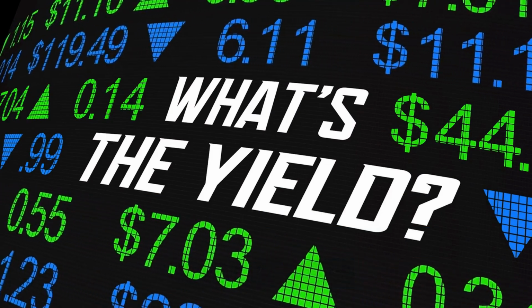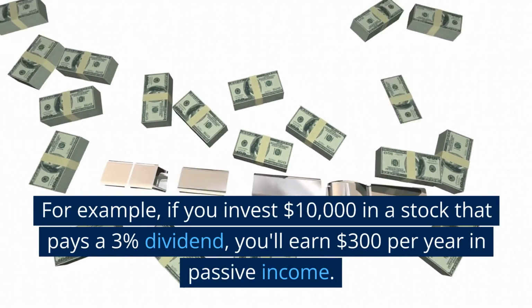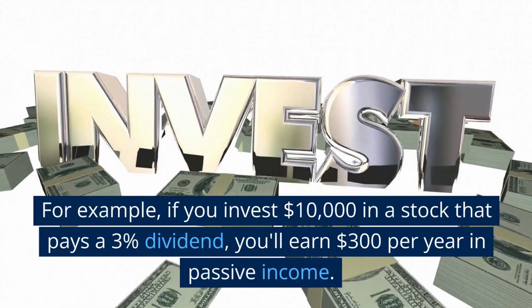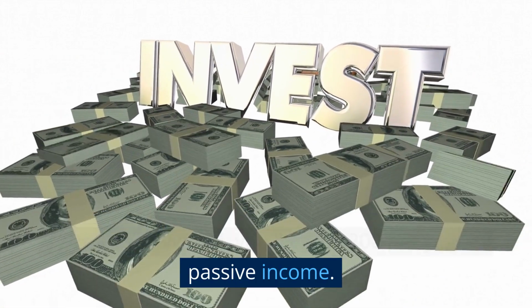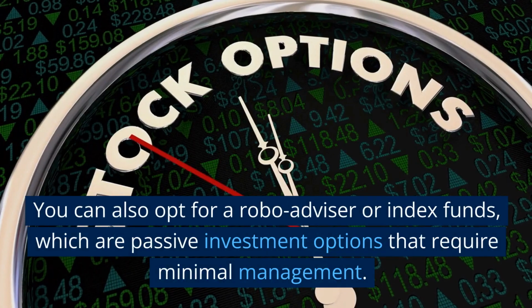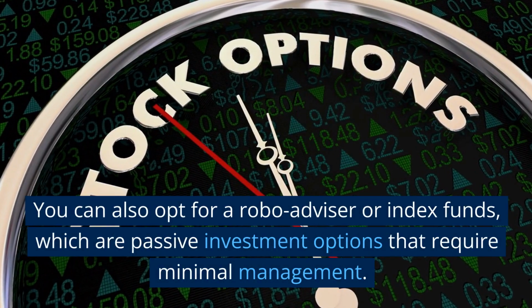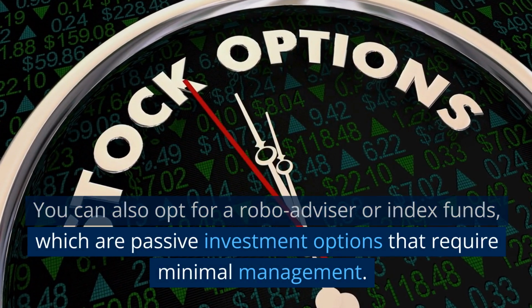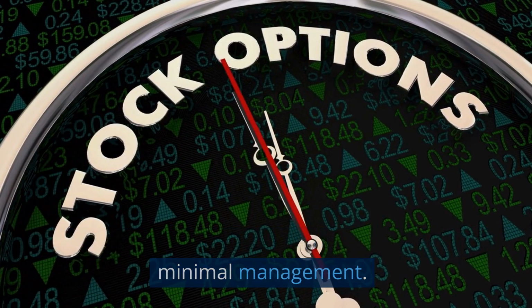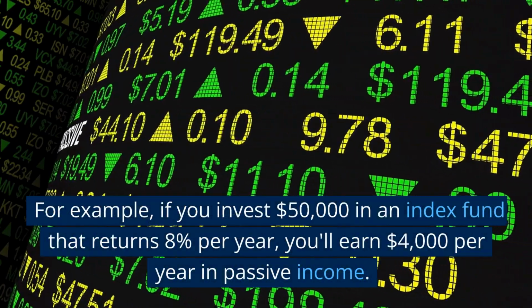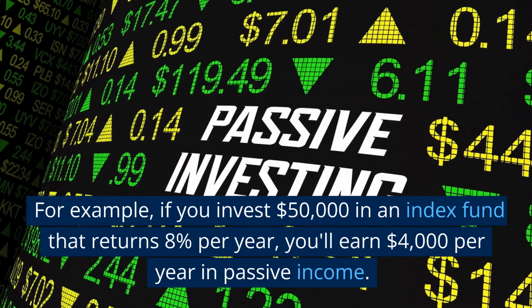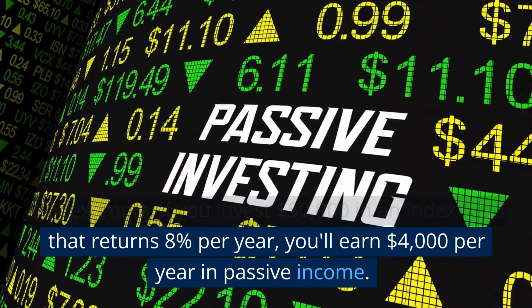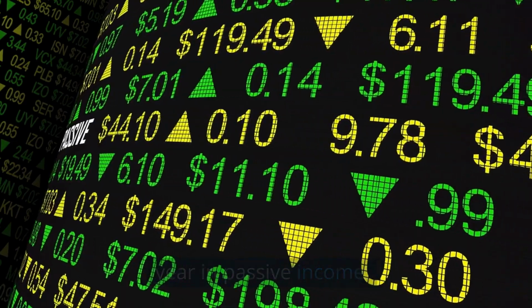Another option is dividend stocks, where you can earn income from the dividends paid by a company's profits. For example, if you invest $10,000 in a stock that pays a 3% dividend, you'll earn $300 per year in passive income. You can also opt for Robo-adviser or index funds, which are passive investment options that require minimal management. For example, if you invest $50,000 in an index fund that returns 8% per year, you'll earn $4,000 per year in passive income.